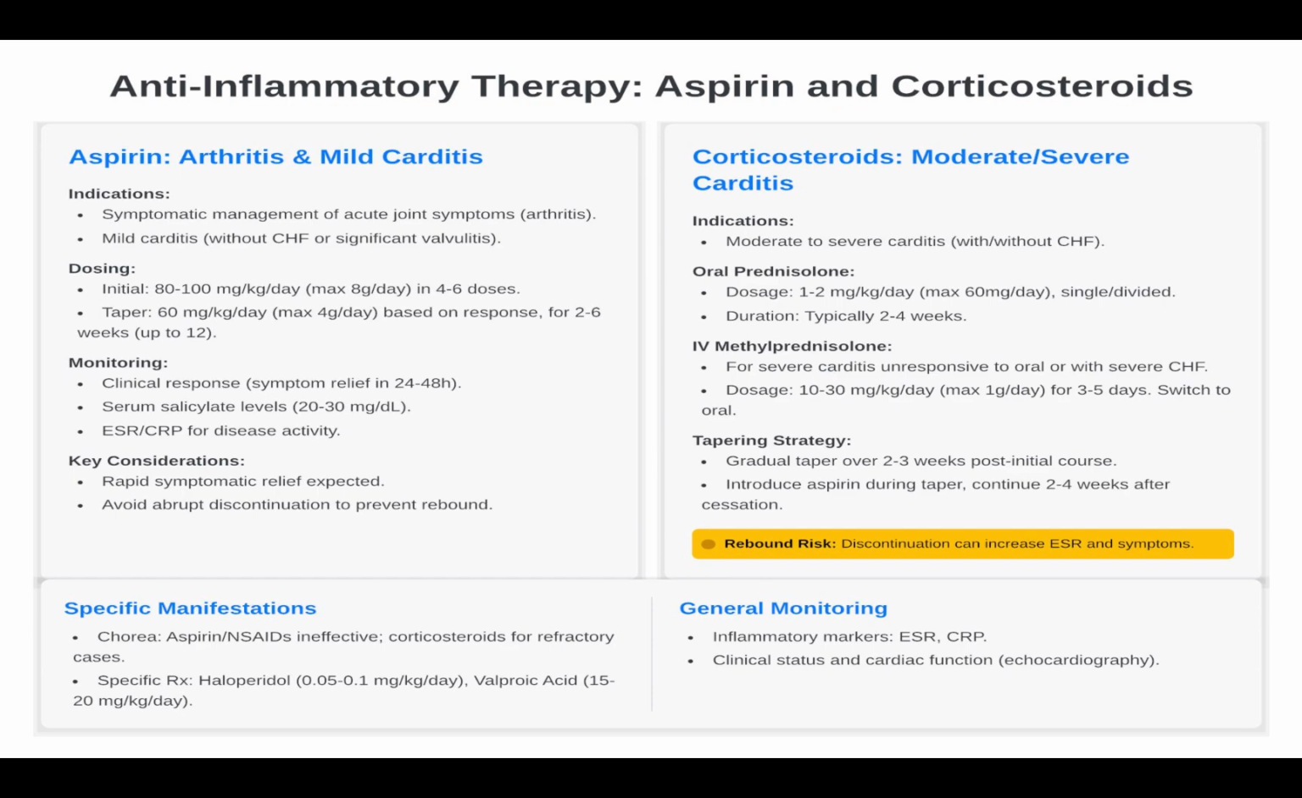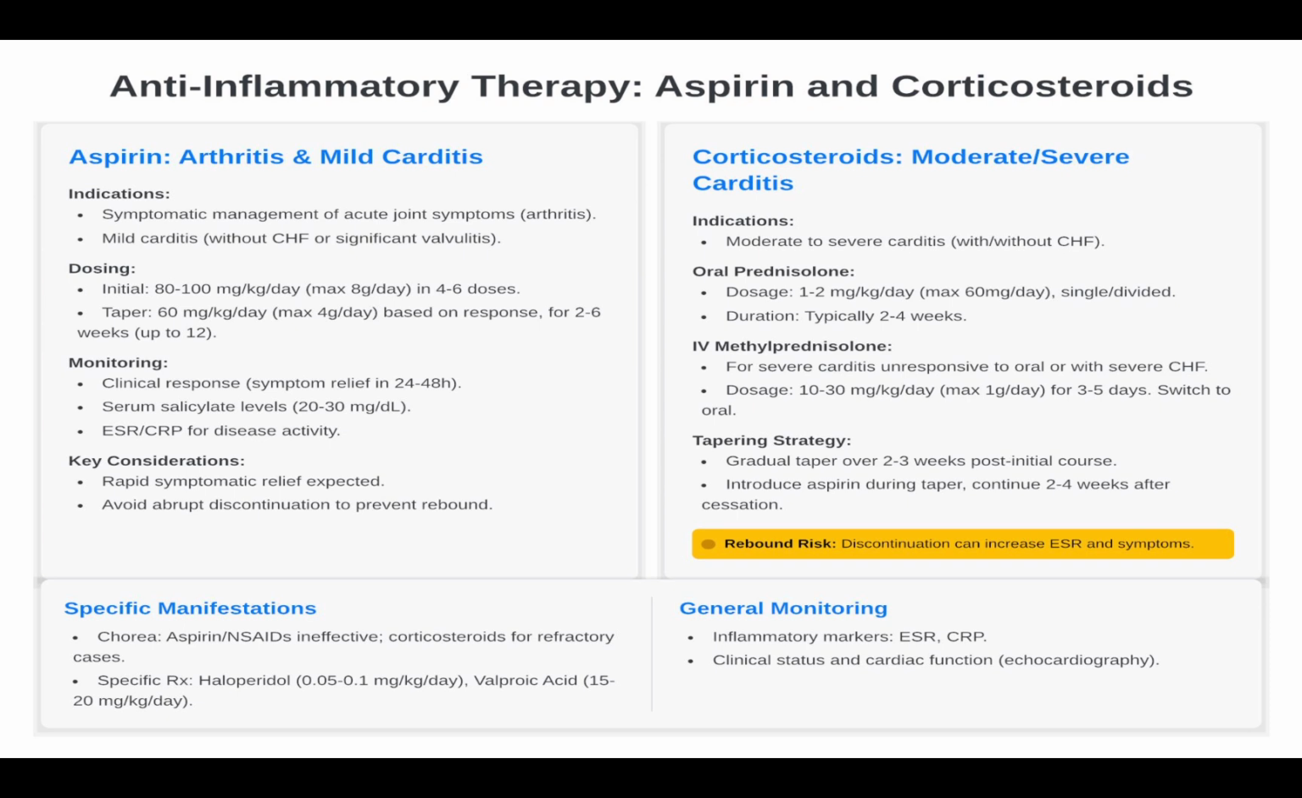Let's delve into the specifics of anti-inflammatory therapy, focusing on aspirin and corticosteroids. For arthritis and cases of mild carditis without significant heart failure, aspirin is our primary agent. The guidelines describe the arthritis as having a dramatic response to salicylate, making aspirin very effective. We typically start with a high dose, 75 to 100 mg per kg per day divided into 4 doses. This is continued for about 1 to 2 weeks until symptoms subside and inflammatory markers normalize. A crucial step then is to gradually taper the dose over 4 to 6 weeks to prevent rebound inflammation.